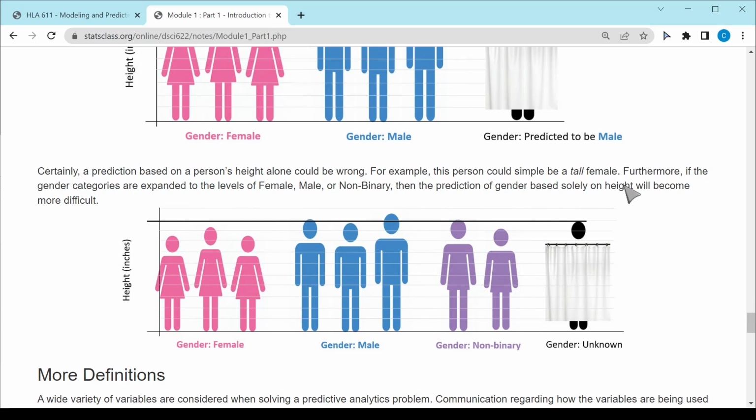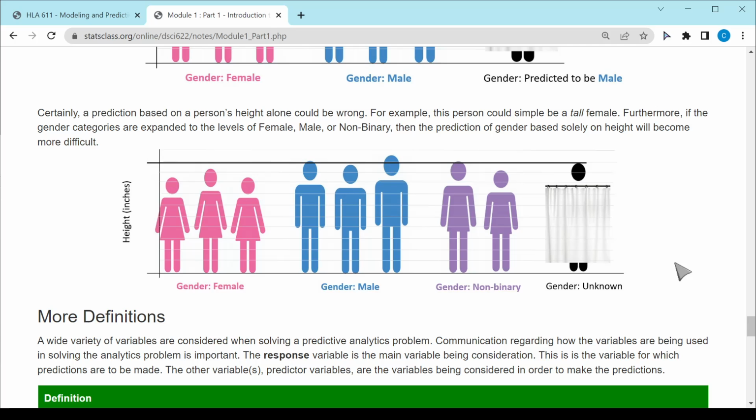For example, if we were to consider the expanded gender categories as females, males, and those that identify as non-binary, this prediction problem becomes much more difficult. So the non-binary group is going to have individuals of varying heights. So it's going to be much harder. Can we identify this person as non-binary, or should we identify this individual as a male? Or like I said before, maybe it's just a really tall female. So this makes that prediction problem harder when you have a situation like that.